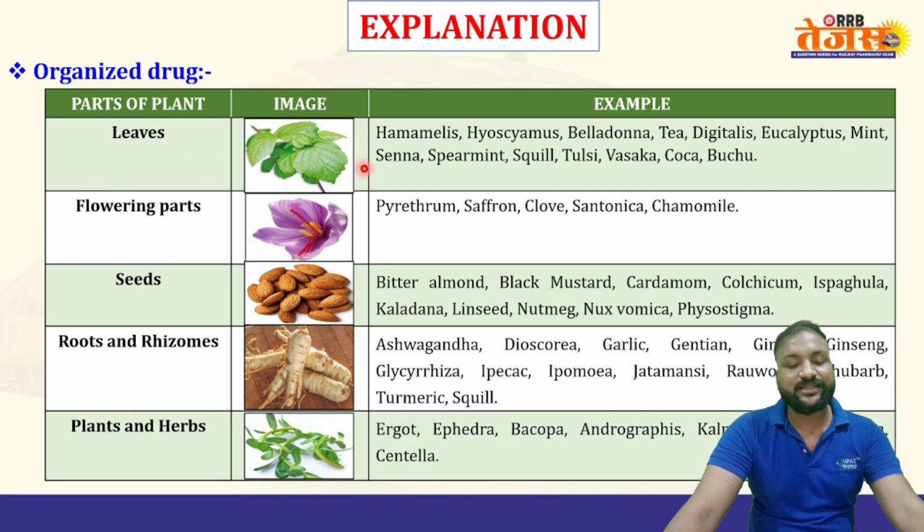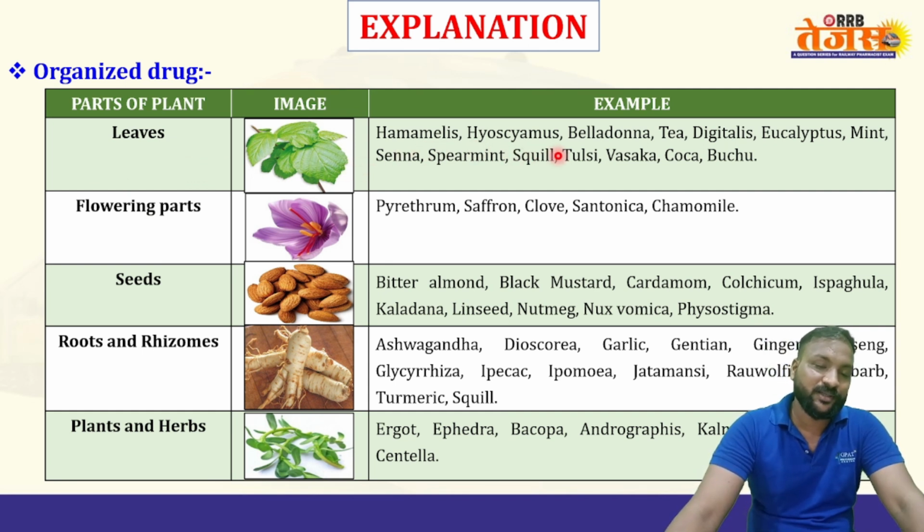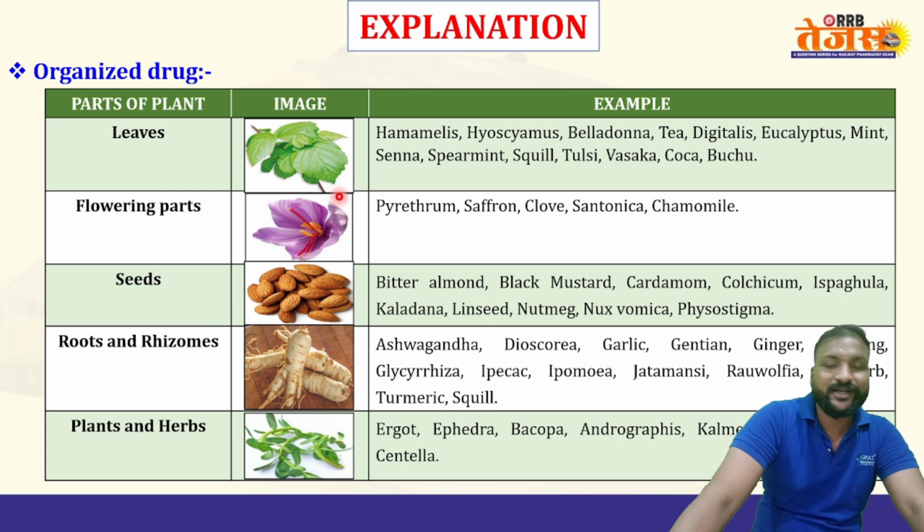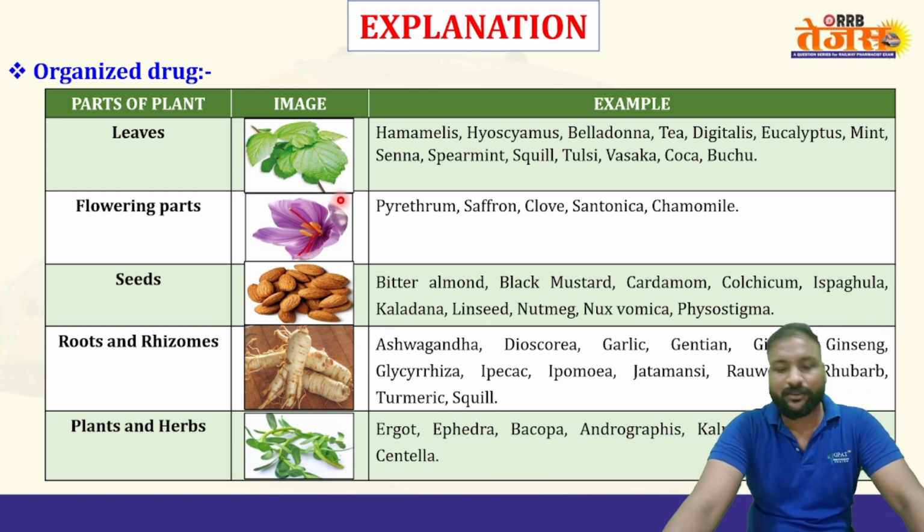Leaves examples: hamamelis, isomeris, belladonna, spearmint. There are a lot of examples there. Flowering parts like saffron is a flowering part, pyrethrum, clove, santonica, chamomile. Seeds like bitamon, black mustard, cardamom, etc. Roots and rhizomes like ashwagandha, ginger, turmeric.